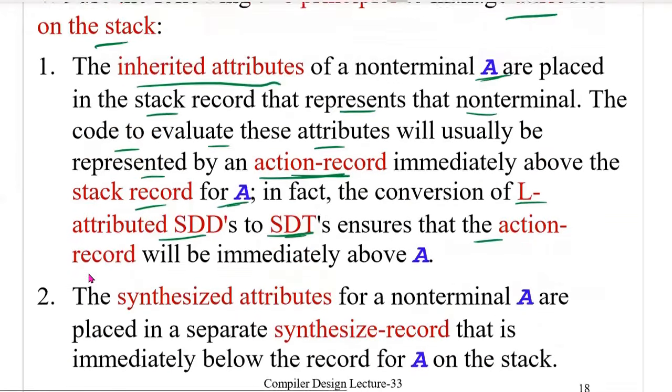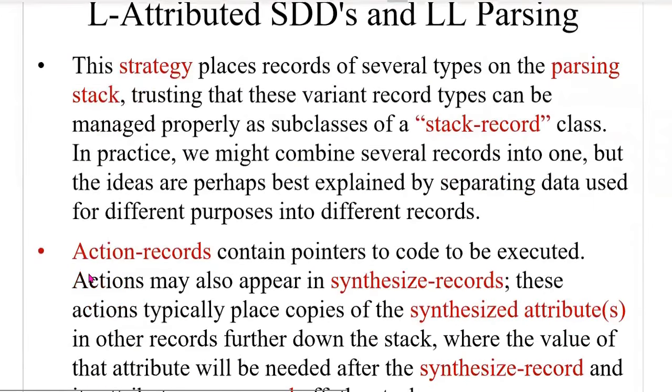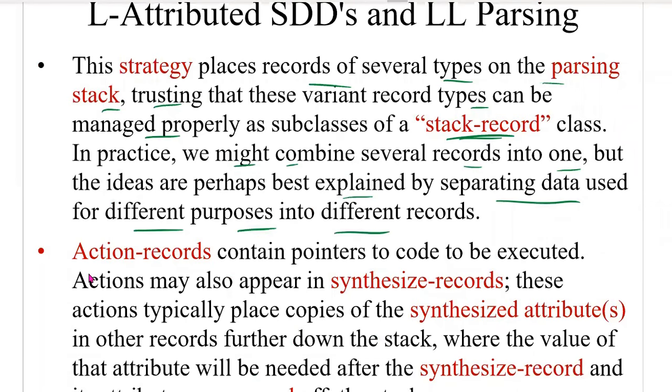Then second, for synthesized attributes: synthesized attributes for non-terminal A are placed in a separate synthesized record that is immediately below the record for the non-terminal A on the stack. Now this strategy places records of several types on the parsing stack, trusting that these variant record types can be managed properly as subclasses of a stack record class. In practice, we might combine several records into one, but the idea is perhaps best explained by separating data used for different purposes into different records, like pieces of code.